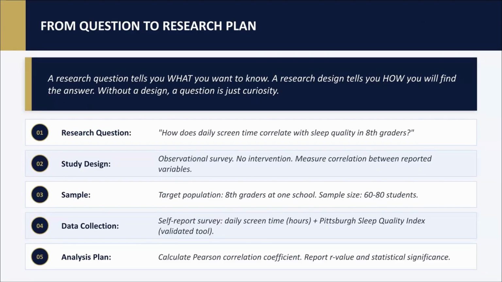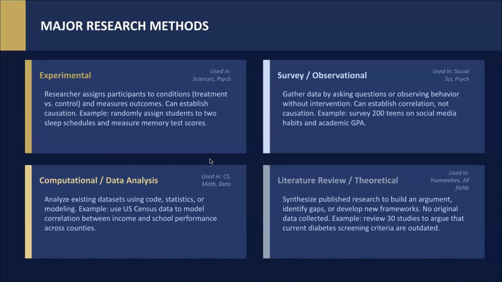And then number 4, data collection. Self-report survey. Daily screen time in hours and the Pittsburgh Sleep Quality Index, which is a validated and reputable tool. And then number 5, analysis plan. Calculate the Pearson correlation coefficient. Report the r value and statistical significance. Well, it's basically just analyzing the results.